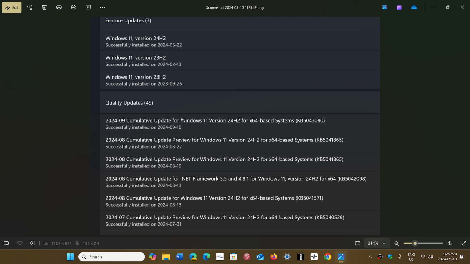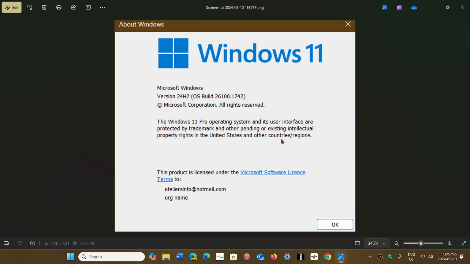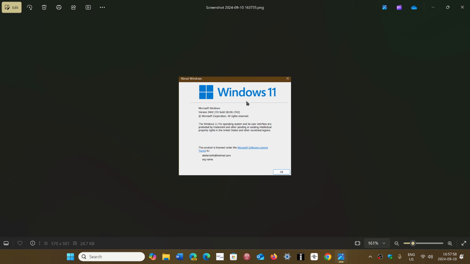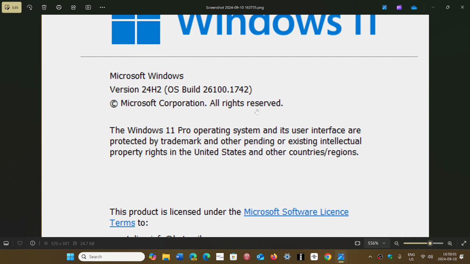They come in the form of update KB5003080. This comes also as the same KB number on the Copilot Plus PC on ARM. So it's interesting to see that both the Intel x64 and the ARM versions are kind of similar in their numbering. And it also brings your version to 26100.1742 if you check with the WinVer command. And this is where you are at and should be at on Windows 11 24H2.